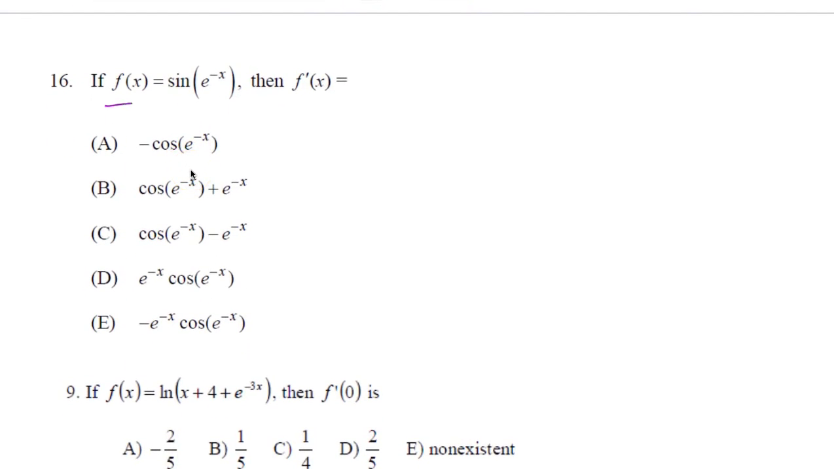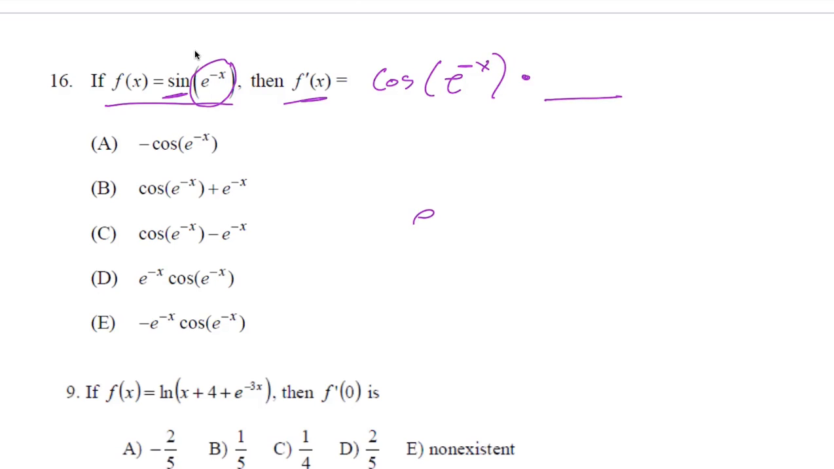If f of x equals sine of e to the negative x, then find f prime of x. So this is a chain rule, right? But it's actually a double chain rule. This right here in itself is still a chain rule. It's e to the negative x. That's a little different than normal. So let's get to it. So f prime, chain rule. Derivative of the outside is cosine. We're going to leave the inside exactly alone. Then we're going to multiply by the derivative of the inside.